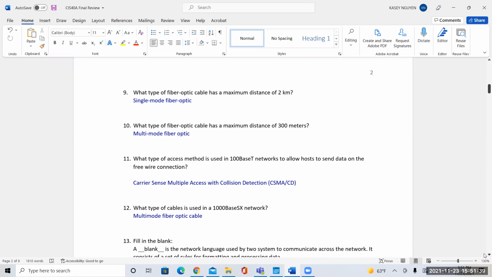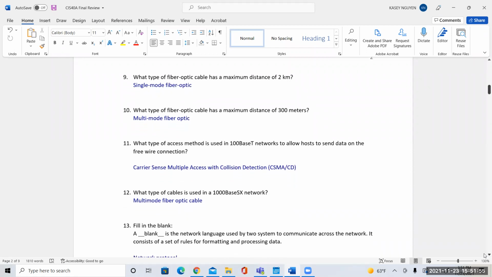So SX and LX are the fiber optics. Remember we had that in our lab. Any question?